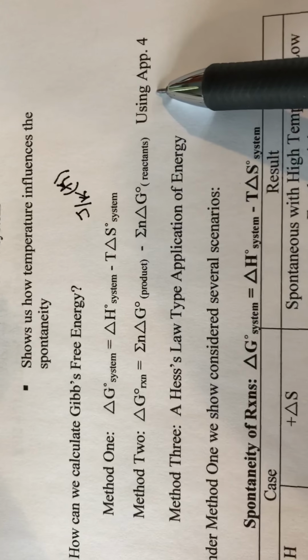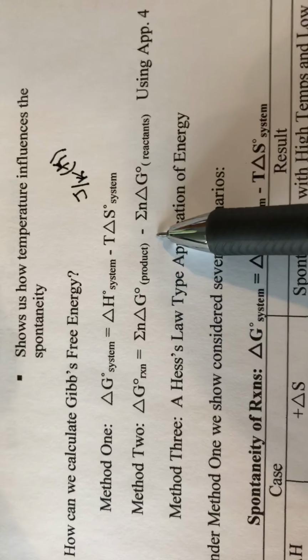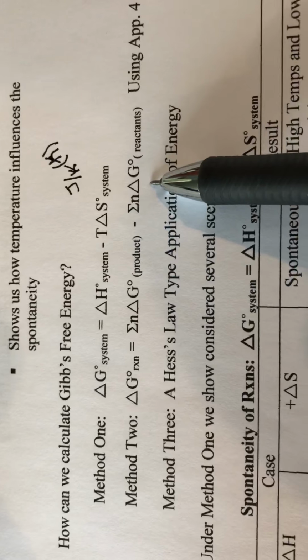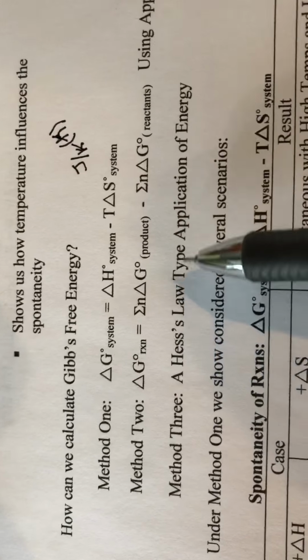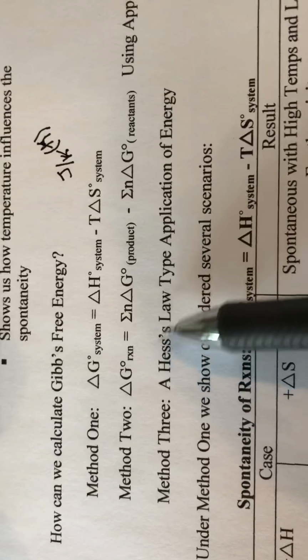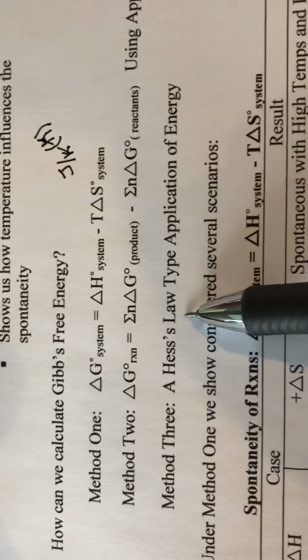Method number 2 is the method that we've already seen using Appendix 4 for both enthalpy and entropy, products minus reactants. Method number 3 we've seen as well. It's delta H calculation with a Hess's law application to get delta G.